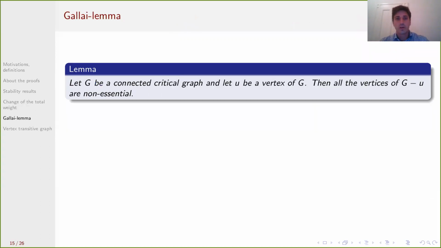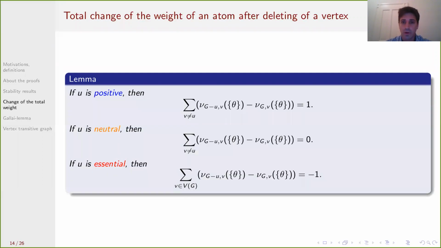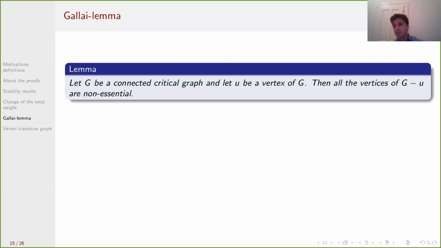So now, relying on these two pillars that I just told you, that deleting special vertices doesn't change the types of the vertices, and this nice formula for how the atoms change by deleting a vertex, I would like to show you that in any infinite connected vertex-transitive graph, there is no essential vertex.